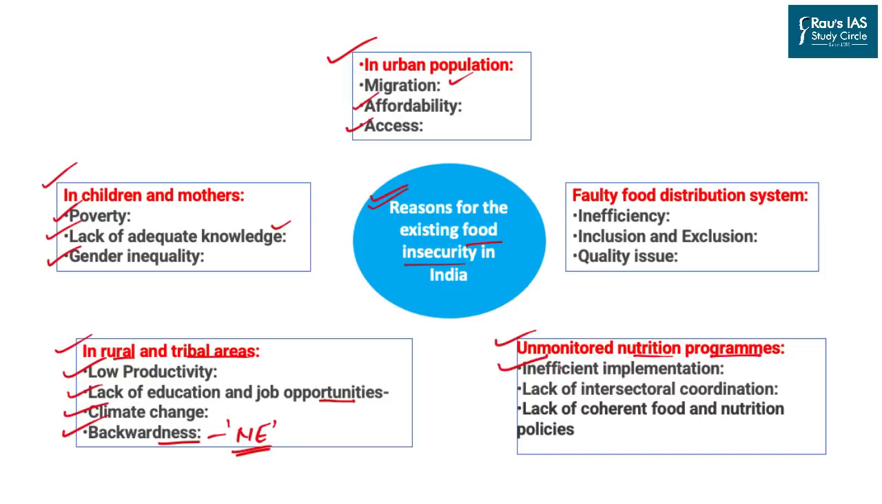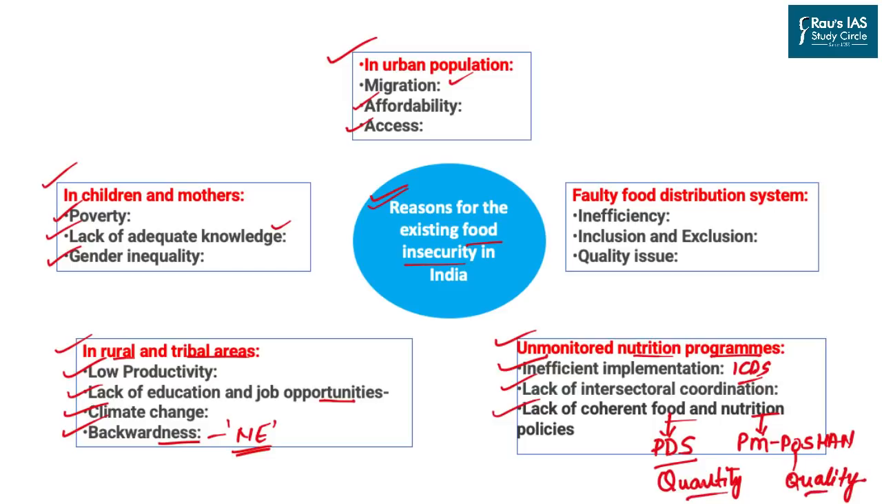Ineffective or inefficient implementation of programs like ICDS or in fact the Pradhan Mantri Poshan Abhiyan. We have lack of intersectoral coordination, including coordination between government agencies and the private sector or NGOs, or in fact between government and NGOs. We have lack of coherent food and nutrition policies. Food is concerned under the Public Distribution System, whereas PM Poshan Abhiyan is focusing on nutrition. One is looking at the quantity perspective, the other is looking at the qualitative perspective. Hence, this difference has to be bridged.